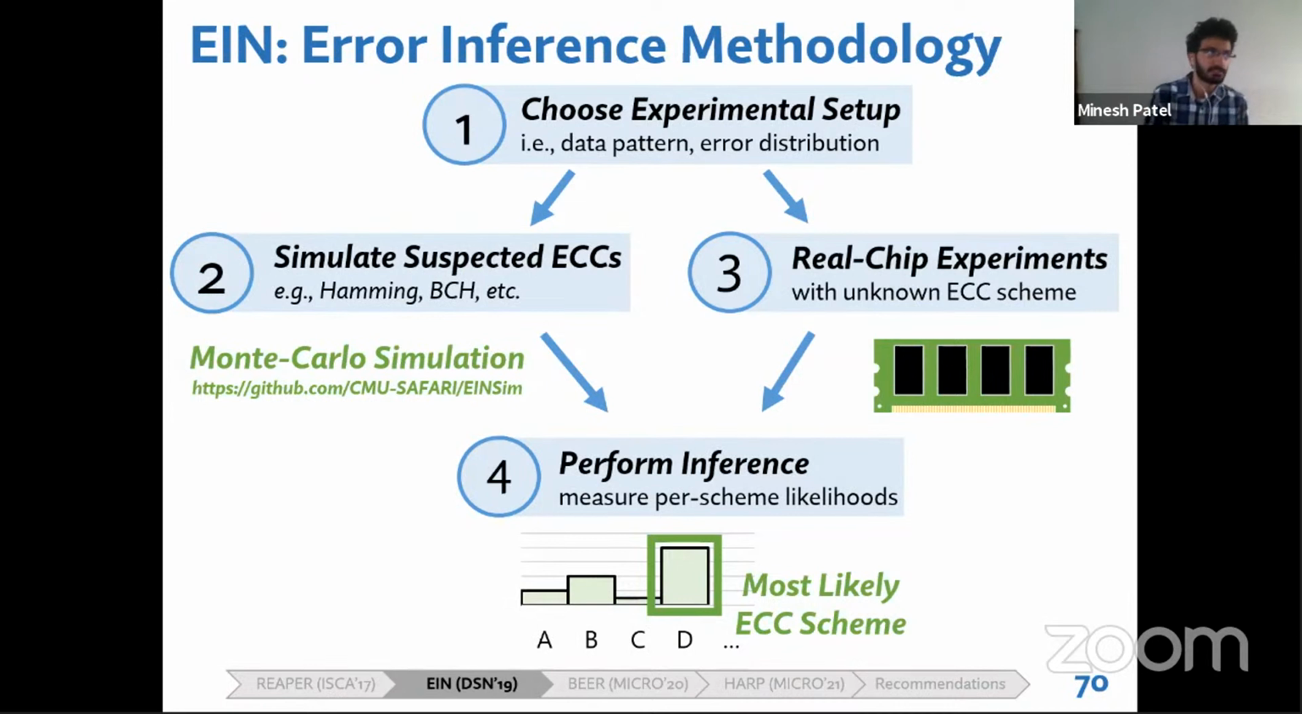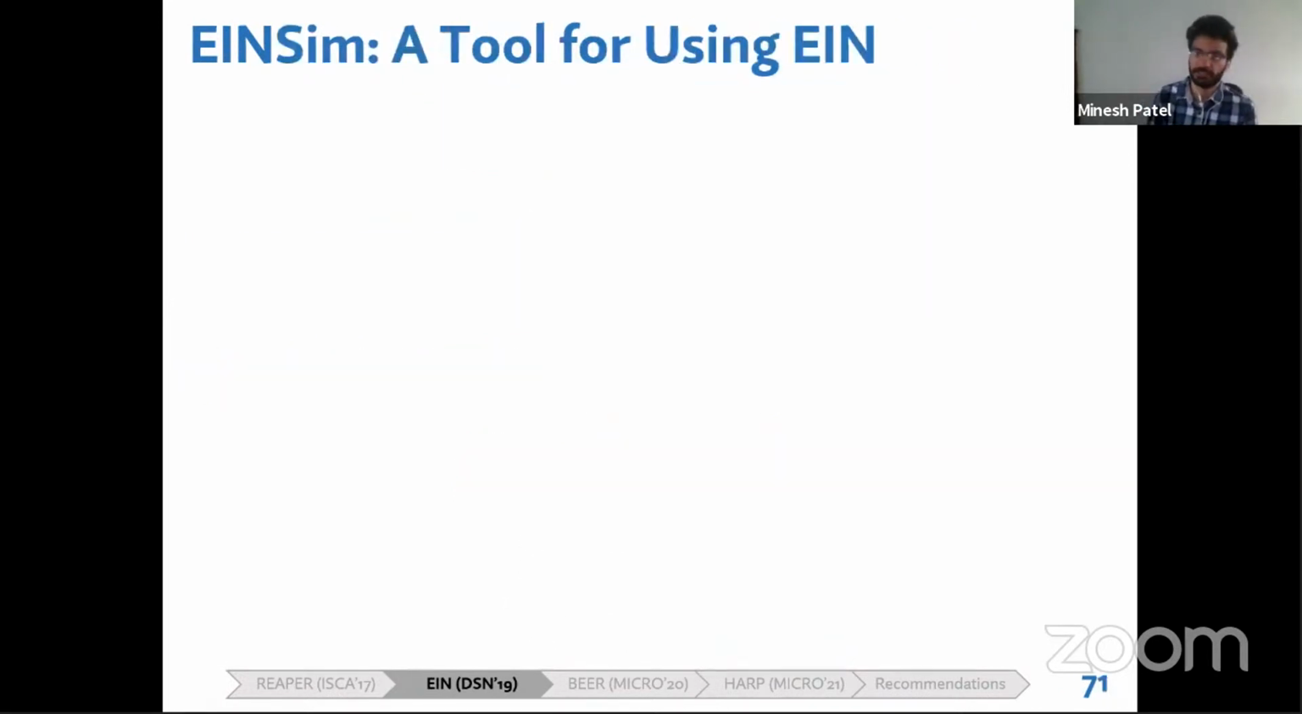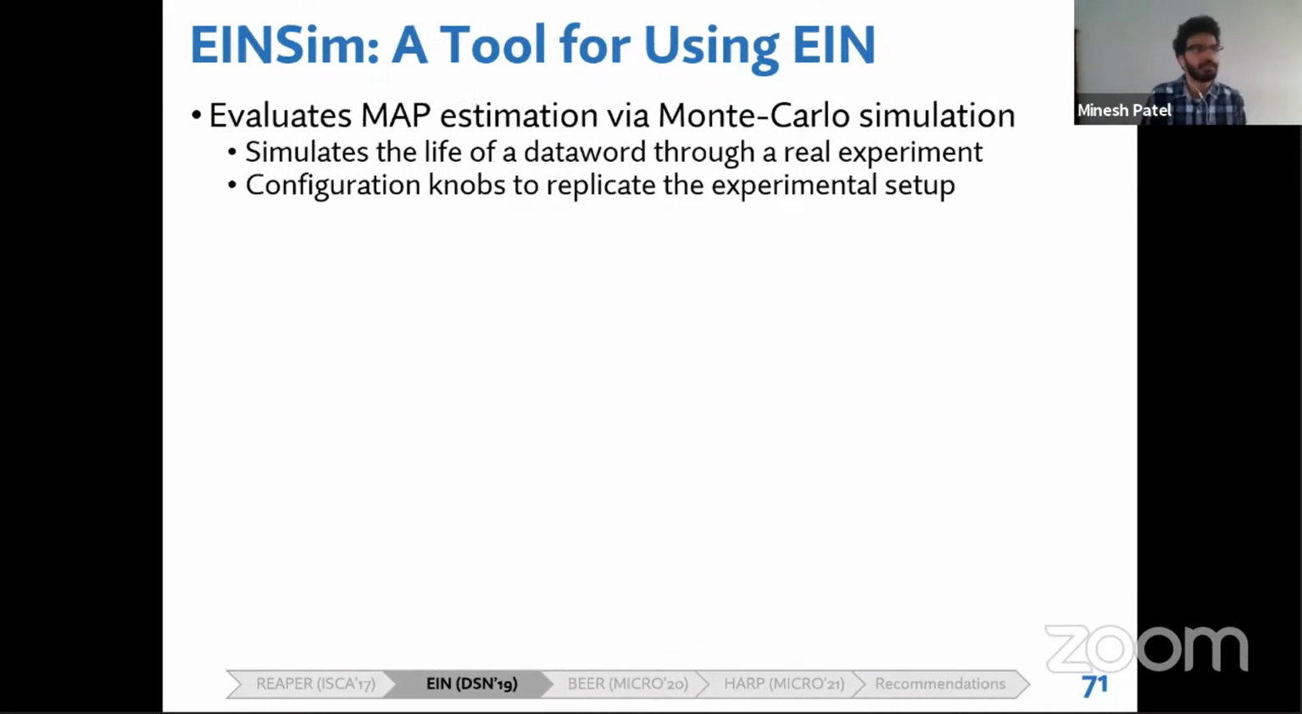To facilitate this process, again, we use simulation, so I'll describe the simulator a little bit. We call the simulator EINSim, and EINSim evaluates this MAP estimation using Monte Carlo simulation. EINSim essentially simulates the life of a data word throughout a real experiment, right? So writing a data pattern, inducing errors, and reading the data back out. And we have configuration knobs to replicate the experimental setup across a variety of different experiments.